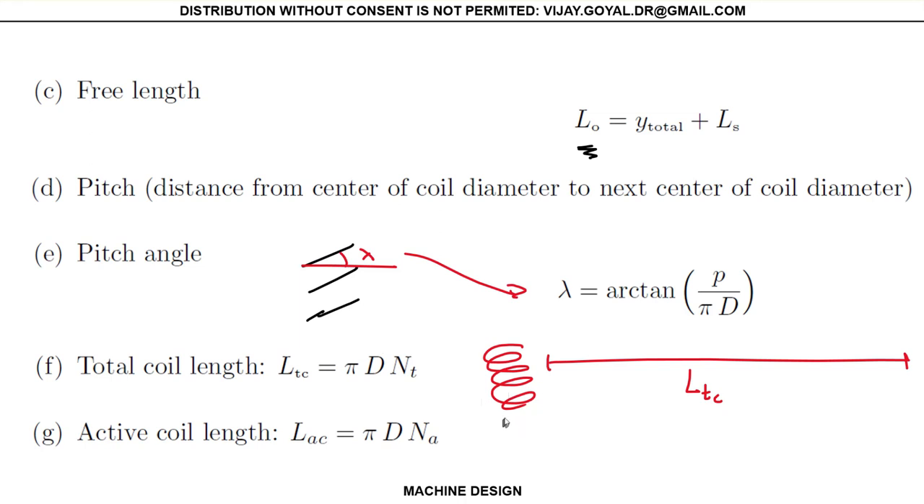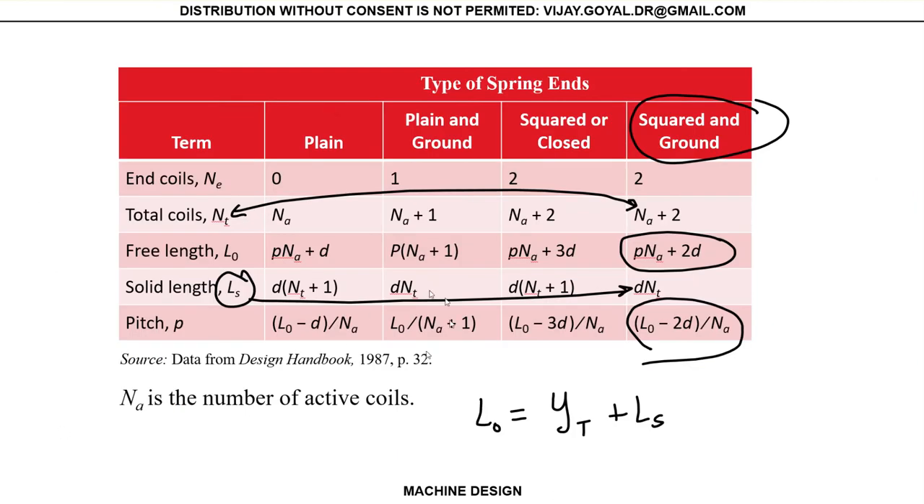Okay, active coil length, well, it depends on Na. That will be how much, maybe only this portion of your coil is going to be active. The rest goes to your end fixity. Okay, so this is ALC. Okay, this again goes back to this table that I just discussed with you.